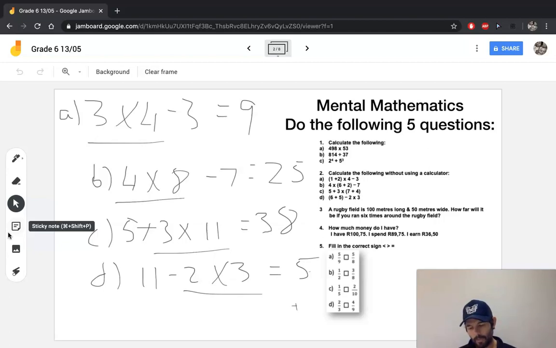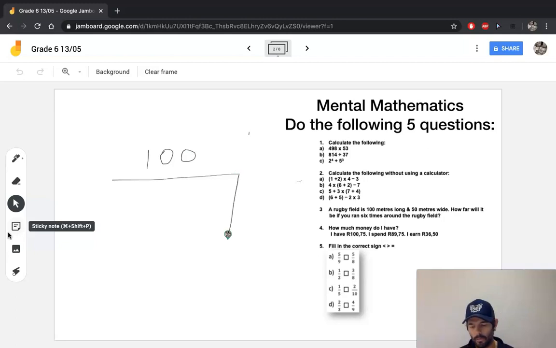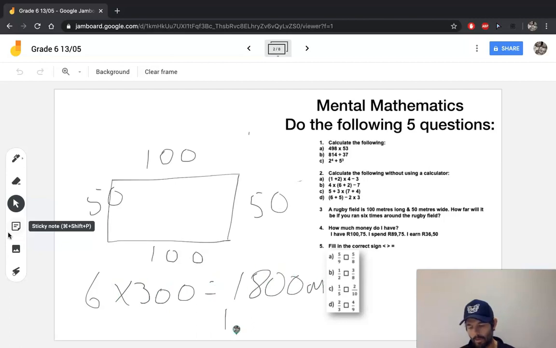Okay, question 3 is a perimeter question, and we've just done perimeter, so I'm hoping that it's still fresh in your mind. A rugby field is 100 meters long, so let's draw it. I always encourage my students to draw problems if they can, just so that you have a visual representation of how it looks. It's 50 meters wide. How far will it be if you go around it 6 times? So first thing I need to do is figure out the perimeter, and you can see that that's going to be 300. So therefore I need to go 6 multiplied by 300, which is 1,800 meters, or 1,8 kilometers. Okay.